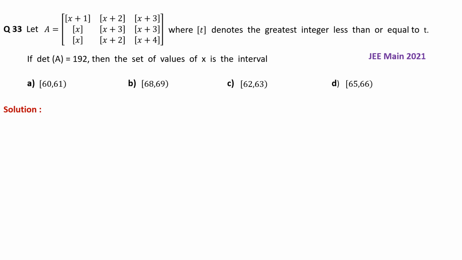Fine. Now students, in this question we have to use one very basic property of greatest integer function, and that is greatest integer function of x plus n, where n is any integer. Then this value can be written as greatest integer function of x plus n. That means n can be taken outside the greatest integer function. Fine.